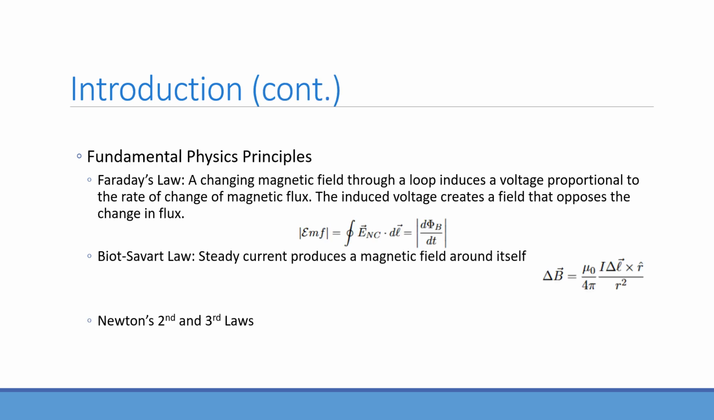So the fundamental physics principles utilized in this lab are Faraday's law, which states that a changing magnetic field through a loop induces a voltage proportional to the rate of change of magnetic flux, as seen in the equations here. Additionally, the Biot-Savart law is important, which states that a steady current produces a magnetic field about itself, with the equation given there, and also Newton's second and third law. The second law being force is equal to mass times acceleration, and then the third being that every action has an equal and opposite reaction.